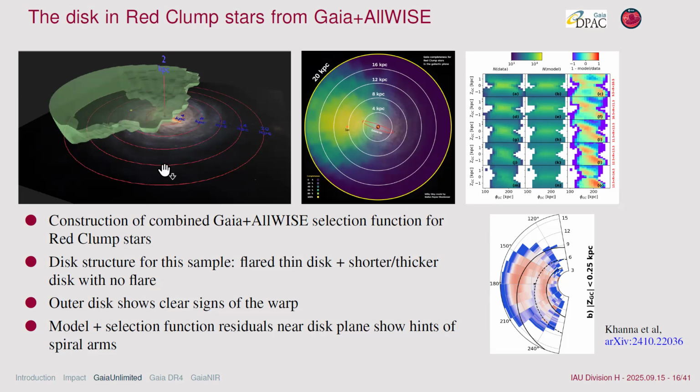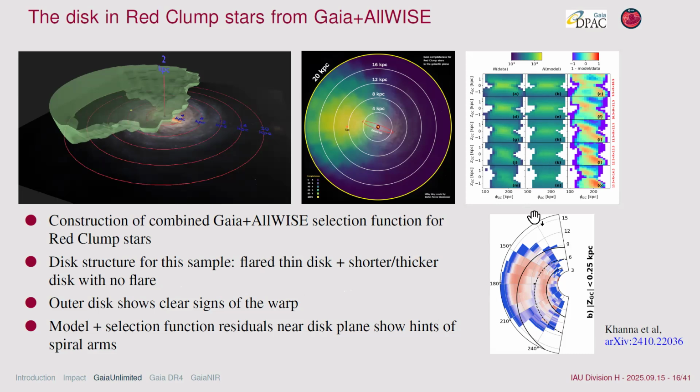And here's a more visually appealing version of the same thing, and it shows the contour out to which we are about 20% complete in terms of mapping red clump stars. So this sample was used to map out the structure of the disk, including a flared thin disk and a short, thicker disk without a flare in it. And if you look at the residuals of this model, which is the plot over here on the top right, you can notice that the flare of the disk is actually visible in the distribution of the red clump stars. So that was not part of the model, hence it shows up in the residuals.